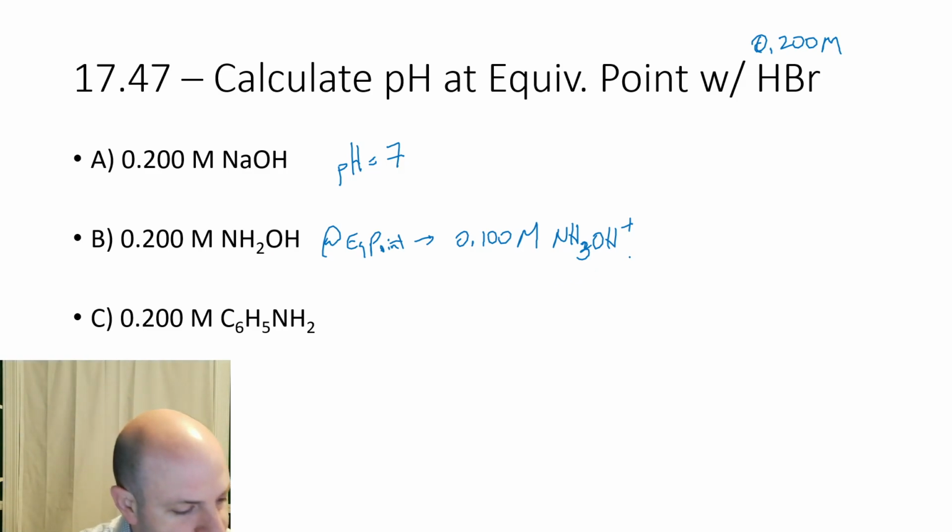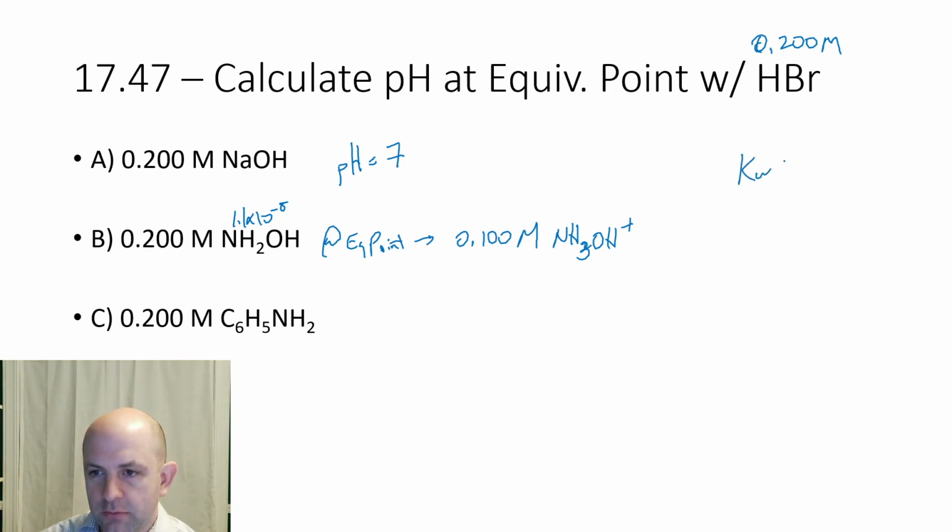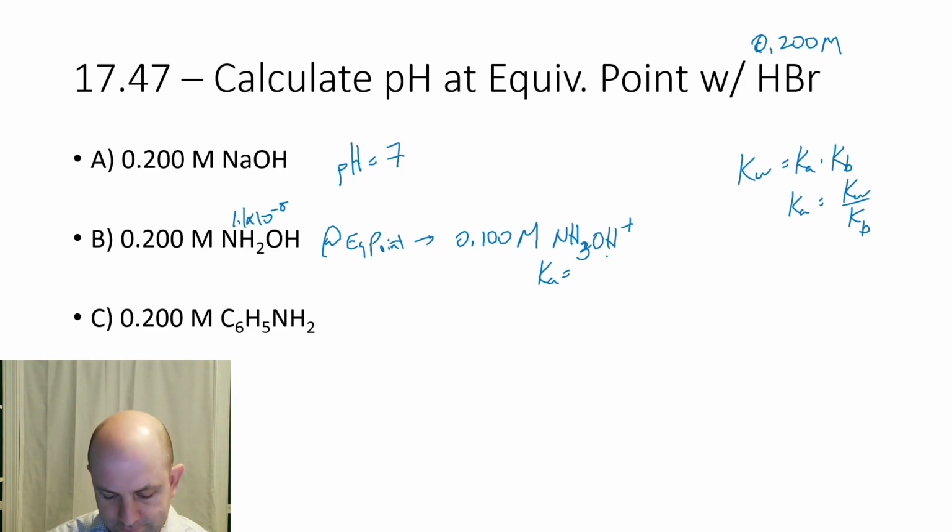So we got to look that up. I'm looking in Appendix D for the bases. The Kb for this hydroxylamine is 1.1 times 10 to the negative 8th, which means that, okay, we say that Kw equals Ka times Kb, so the Ka is going to be Kw divided by Kb. So the Ka for this species is going to be 1 times 10 to the negative 14th divided by, in this case, 1.1 times 10 to the negative 8th.